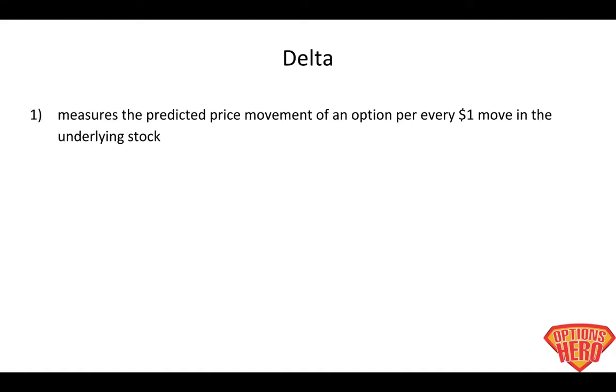So the first options Greek we're going to talk about is delta. Delta does a few things. The first thing delta does is measure the price movement of an option per every $1 move in the underlying stock, right? Depending on the delta, if the stock moves up or down a dollar, we have an expected outcome for the profit or loss from that option.